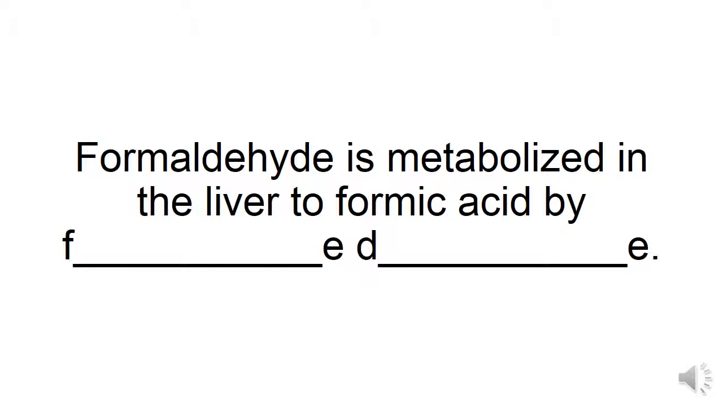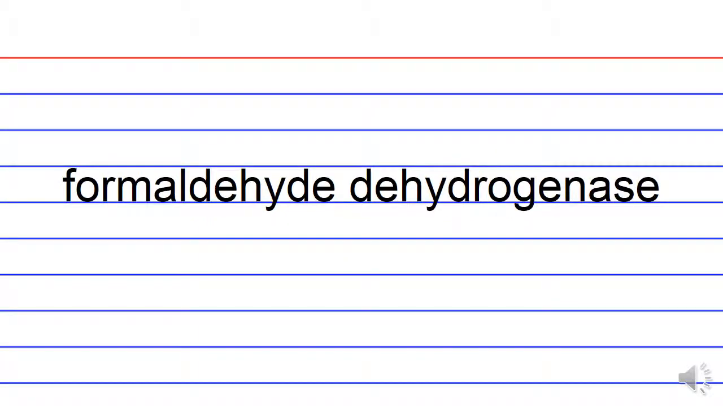Formaldehyde is metabolized in the liver to formic acid by F blank E D blank E. Formaldehyde dehydrogenase. So if you lack this enzyme, that's not good, because what will happen is you'll begin to self-embalm like a cadaver.